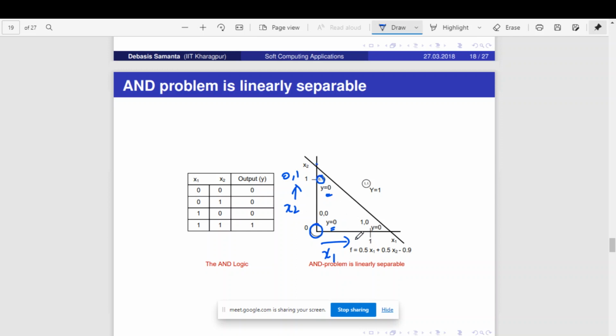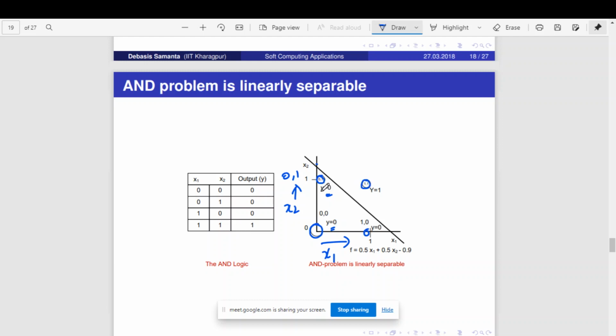Similarly, next is 1 0. It is x1 is 1 and x2 is 0. So it is this point. In this case 1 0, this is also 0, right? And the last case is 1 1. That is x1 is 1, x2 is also 1. That is this point.